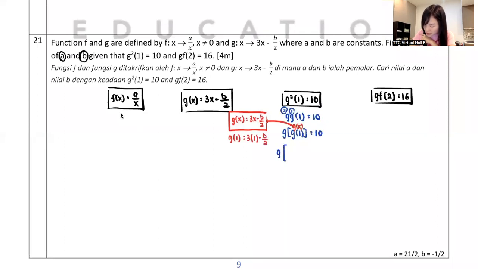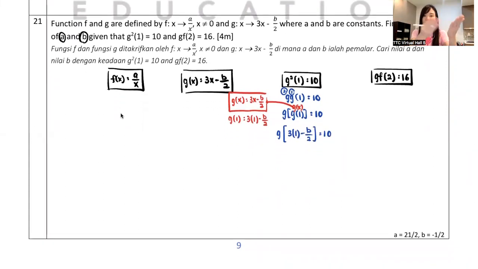So can you see the inside becomes 3(1 minus b over 2)? Don't be scared, it's totally okay, because they are G(x). So in G(x), the x becomes 1. I should highlight this. x is 1, so this x is also 1. I think you can see that. So the inside on the left: 3 times 1, 3 minus b over 2, equals 10.